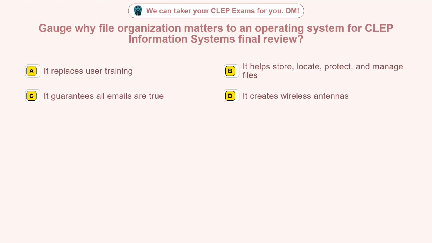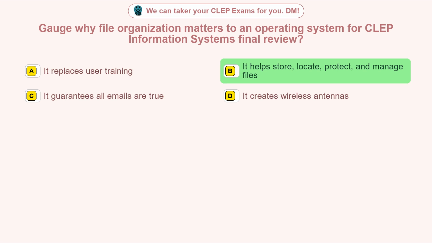Question 89. Gauge why file organization matters to an operating system for CLEP Information Systems final review. Option A. It replaces user training. Option B. It helps store, locate, protect, and manage files. Option C. It guarantees all emails are true. Option D. It creates wireless antennas. The correct answer is option B.